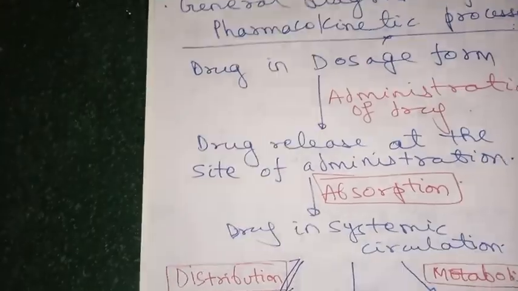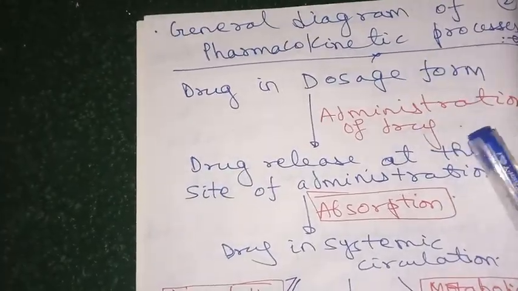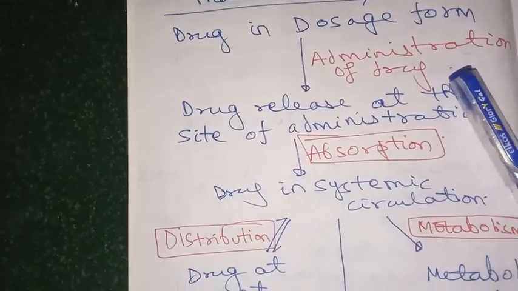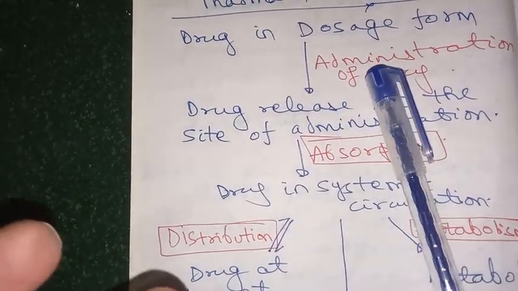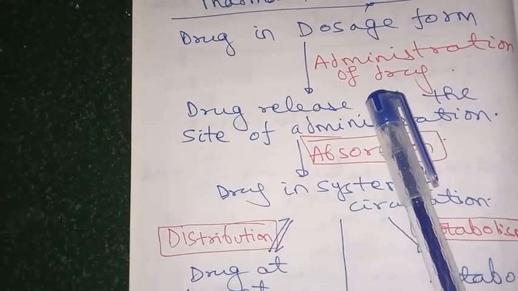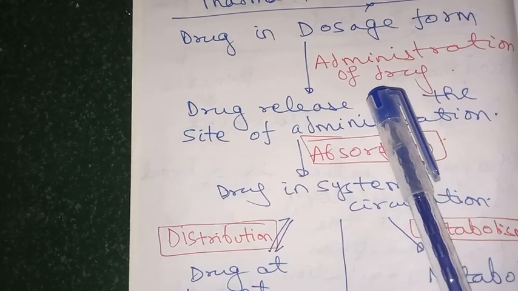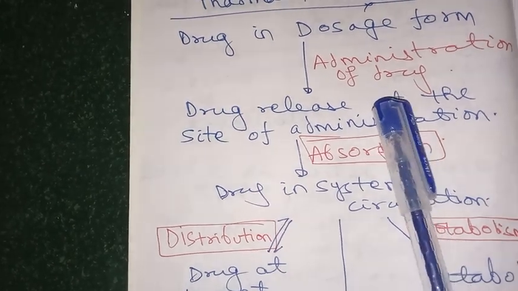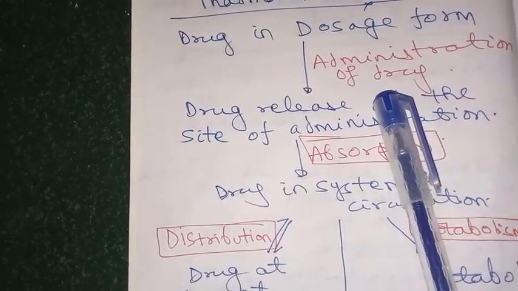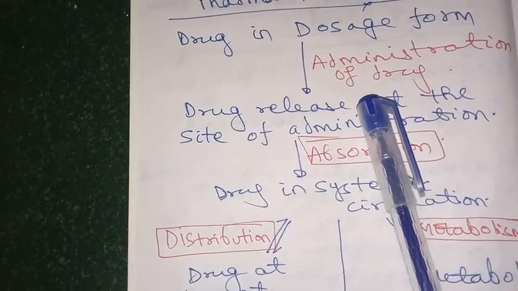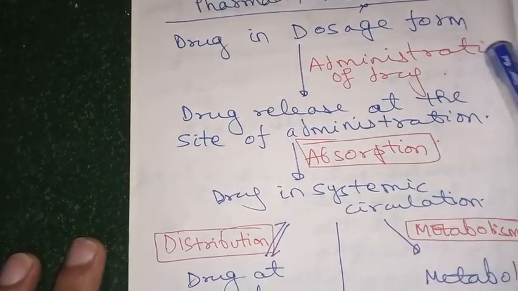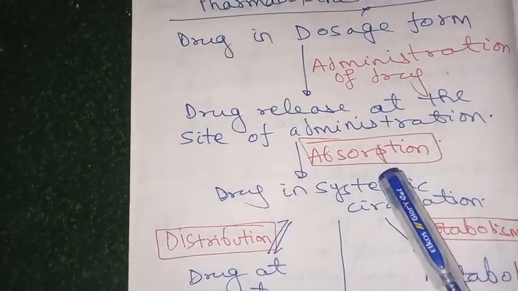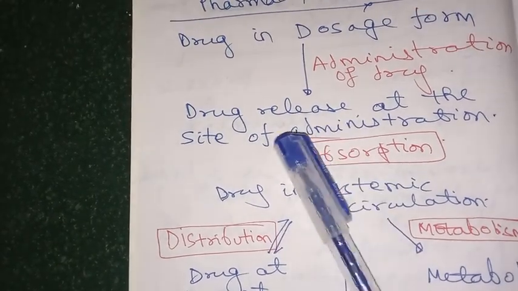Let's move ahead. Now, the diagram of pharmacokinetic processes. This is an important topic. The first is the drug is present in the dosage form. What is the meaning of dosage form? Dosage form simply means that the drug is present in the form in which it is to be administered to the animal. Tablet or powder or syrup or emulsions, aqueous suspension, oil, anything. Now the drug is administered, that is injected or given to the animal in a suitable form.